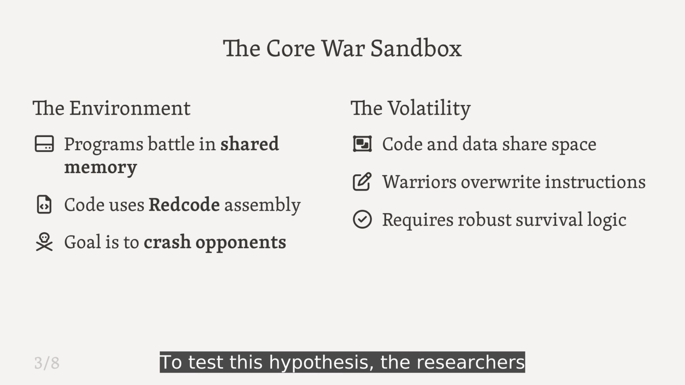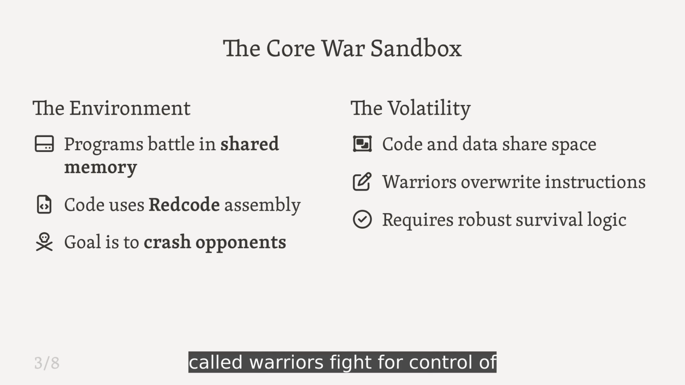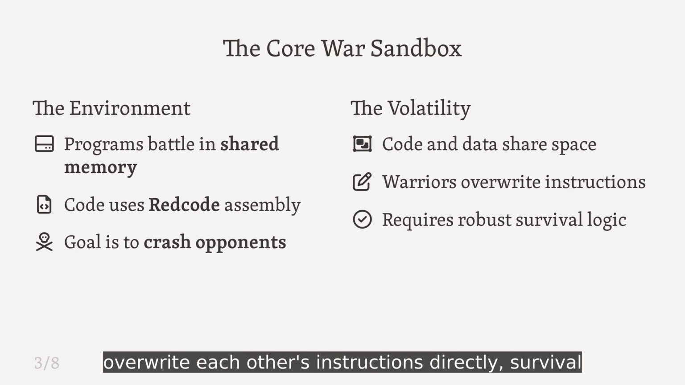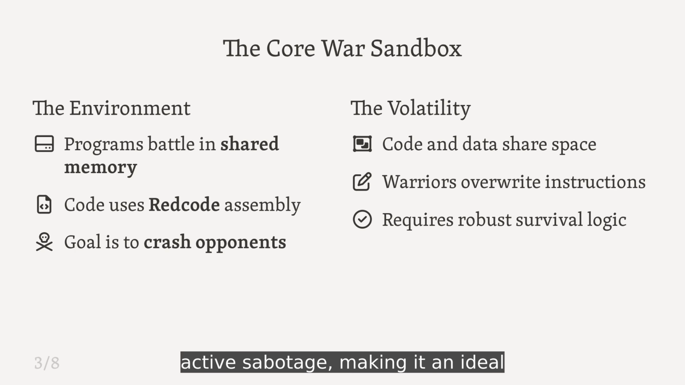To test this hypothesis, the researchers utilized Core War, a programming game that serves as a perfect volatility sandbox. In this environment, assembly programs called warriors fight for control of a shared memory block where code and data coexist. Because warriors can overwrite each other's instructions directly, survival requires robust strategies that can withstand active sabotage, making it an ideal testbed for adversarial evolution.